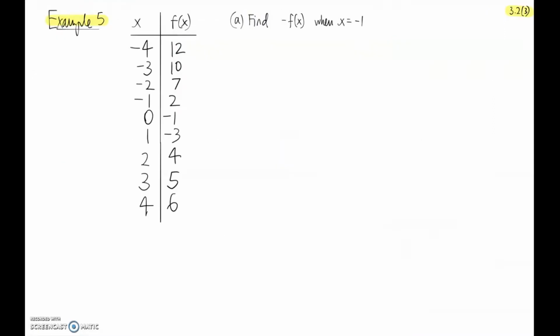Also in this section, we get the opportunity to get a little more confident using tables and function notation. So we're going to look at 3 or 4 examples here using this table here.